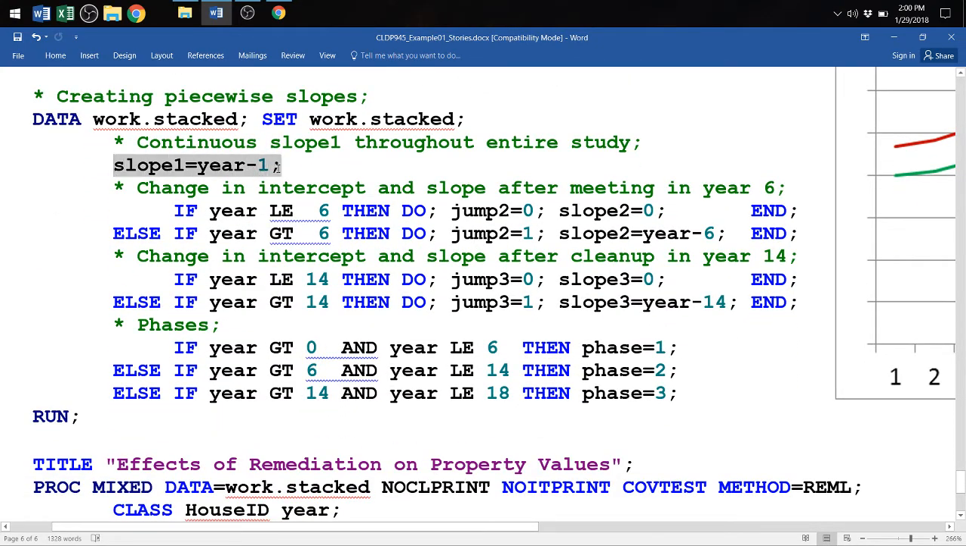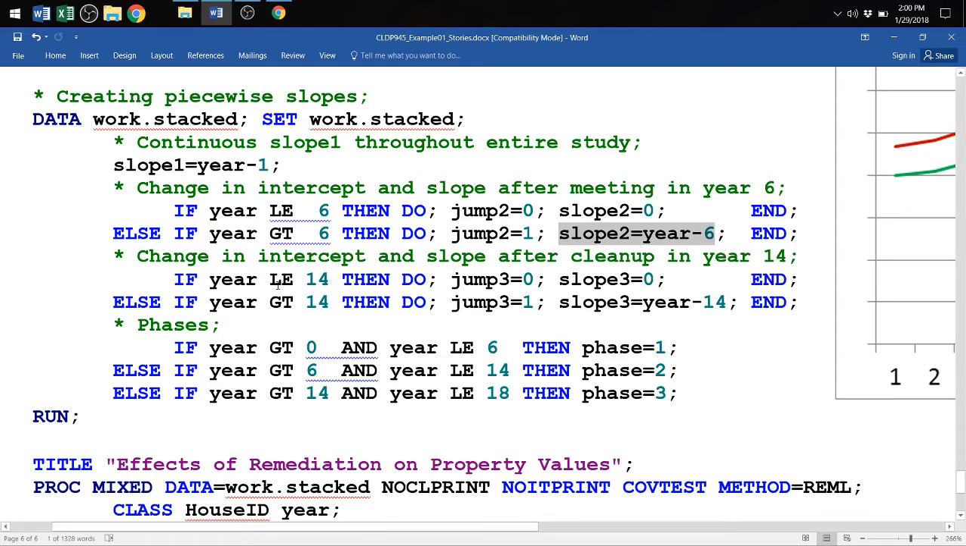We have one continuous slope here that operates through all of time, centered such that the intercept is the first occasion, so you're -1. That's my random linear, potentially. That's my linear slope. Then, if it's before year 6, which is when the meeting started, all of the variables stay 0. If it's after year 6, we pick up this dummy code. It turns on after the year 6 point. And then we pick up slope 2, which is the current year minus 6. So slope 2 is tracking how many years it's been since 6. How many years has it been since this pollution was publicized?